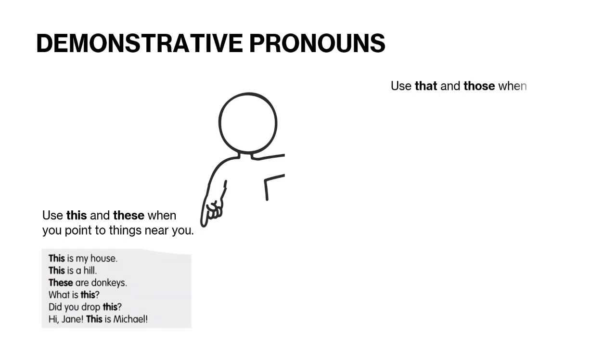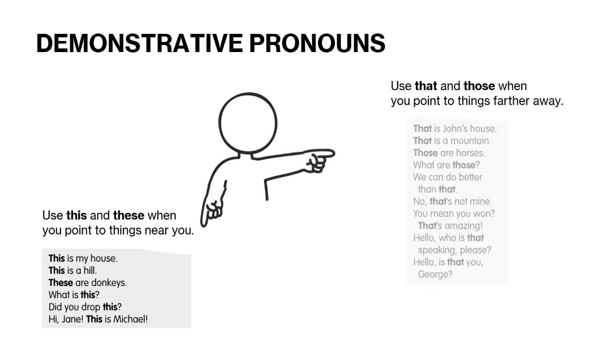Use that and those when you point to things farther away. That is John's house. That is a mountain. Those are horses. What are those? We can do better than that. No, that's not mine. You mean you won? That's amazing. Hello? Who is that speaking, please? Hello? Is that you, George?